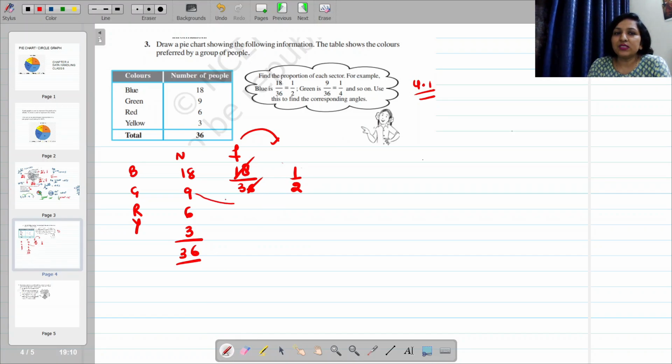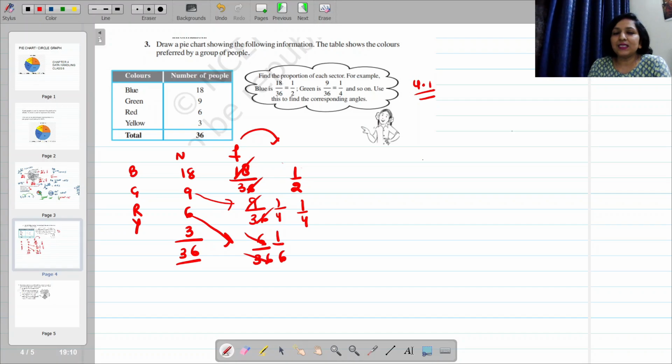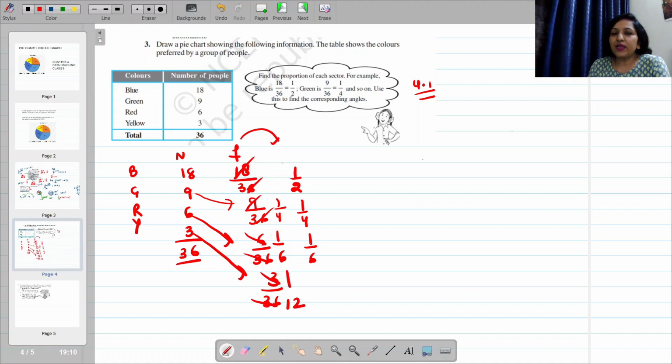Now let us see what is the fraction for green. 9 people out of 36. 9 fours are 36. So have we got the fraction 1/4? The fraction for red color is 6 out of 36. 6 ones are 6. 6 sixes are 36. We got the fraction 1/6. And the last one is only 3 people like yellow color out of 36. 3 ones are 3. 3 twos are 6. The fraction is 1/12.